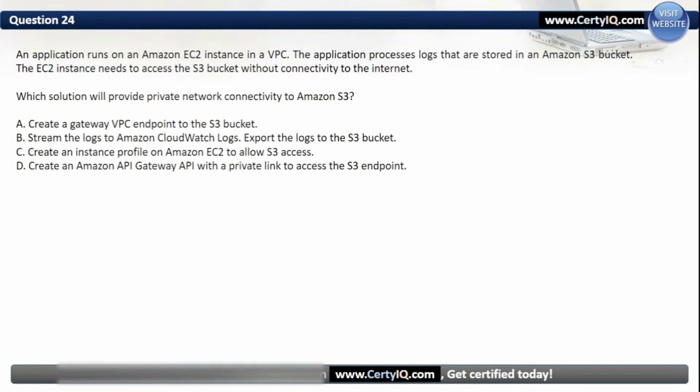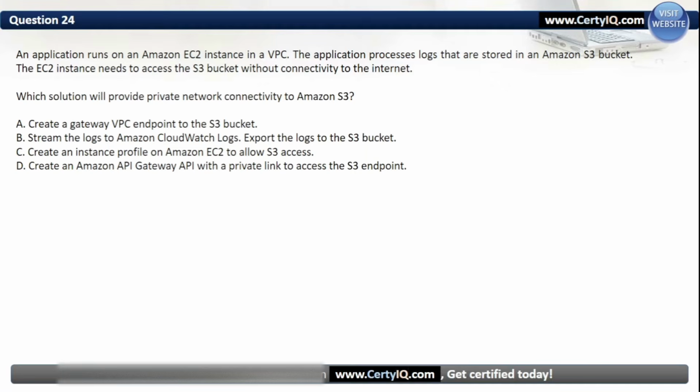Question 24. An application runs on an Amazon EC2 instance in a VPC. The application processes logs that are stored in an Amazon S3 bucket. The EC2 instance needs to access the S3 bucket without connectivity to the internet. Which solution will provide private network connectivity to Amazon S3?